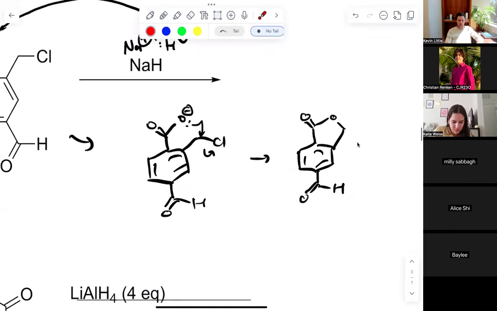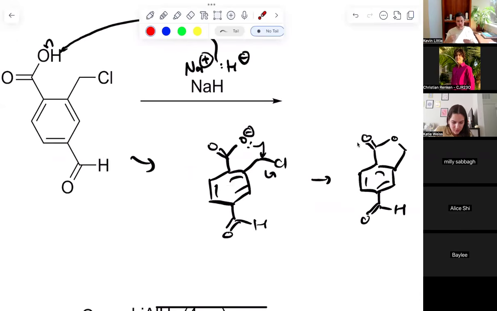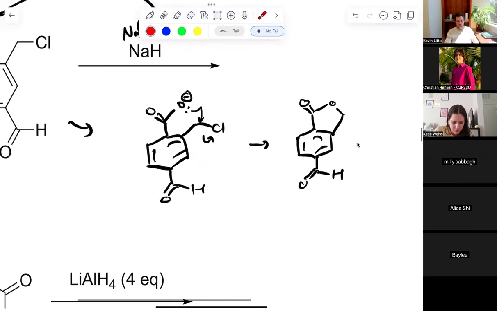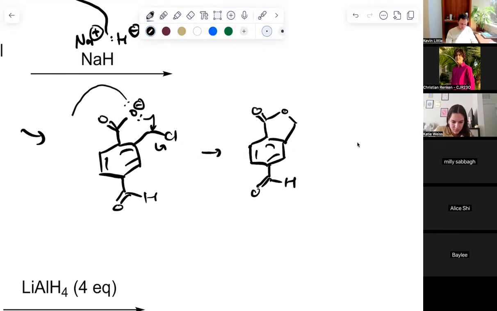So it has to do with ring size. If this were to attack all the way down there, it wouldn't be a reasonable ring. Does that make sense? If I were to come all the way down here to attack, that would create some monster ring. So it's going to form this little 5-membered ring first.